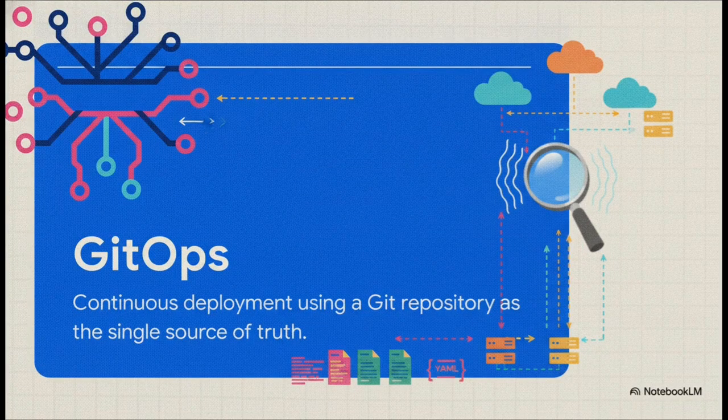GitOps takes that continuous deployment concept for cloud-native apps and marries it directly to declarative logic. It establishes your Git repository as your single source of truth. If you want to change your live cluster, actually, scratch that. You don't even touch the live cluster anymore. You update your declarative YAML files in Git, and the automation takes over to make reality match your repository. You can finally say goodbye to the sheer terror of manually SSHing into a live production cluster to fix a typo.